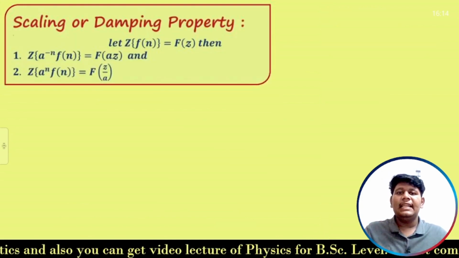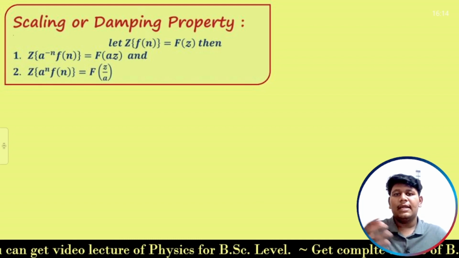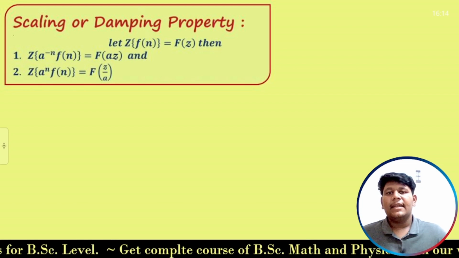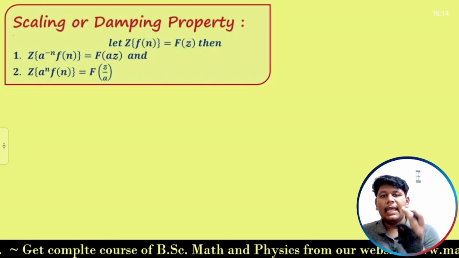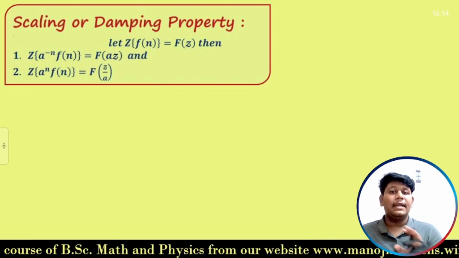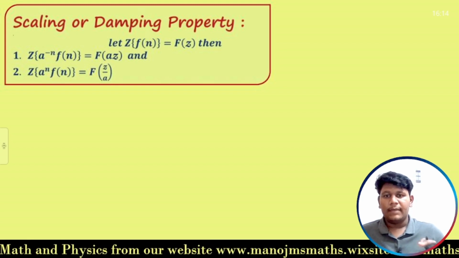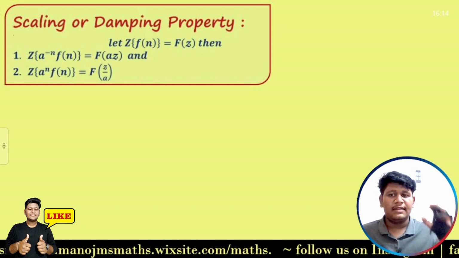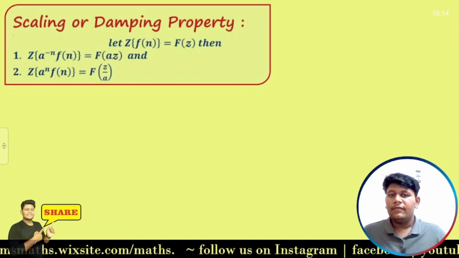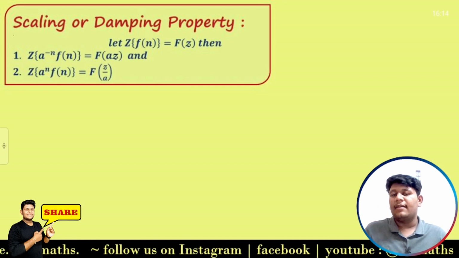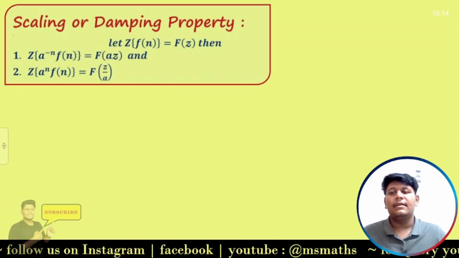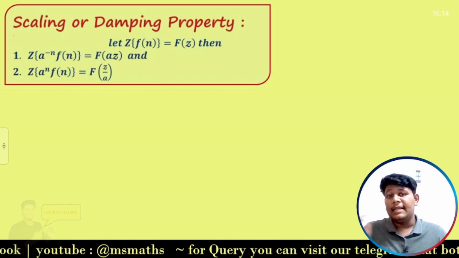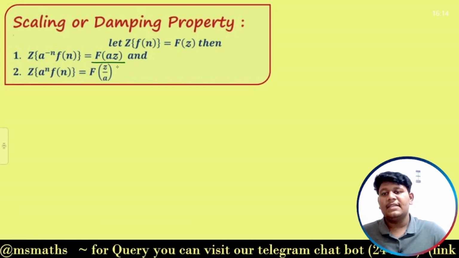Now come to the scaling property, sometimes known as the damping property. The damping property says that if a power n or a power minus n is multiplied with your function, the nth term of the discrete sequence, then what is the z transform? Scaling means you can scale that function by multiplying or dividing by a. You can see here the result.